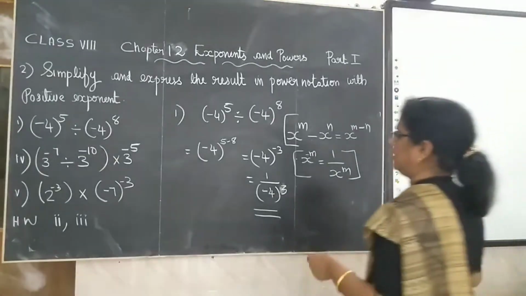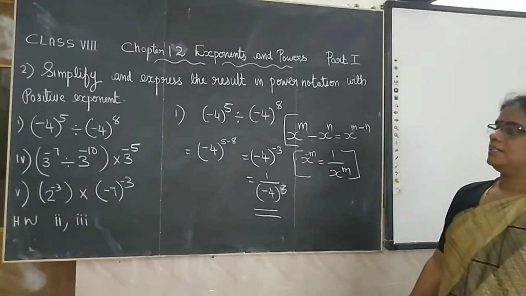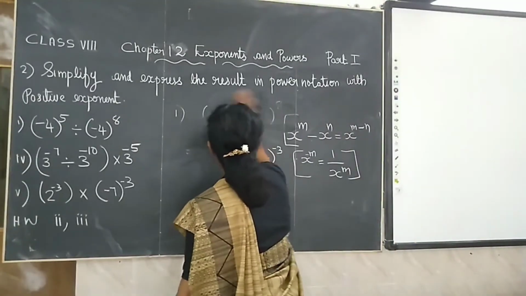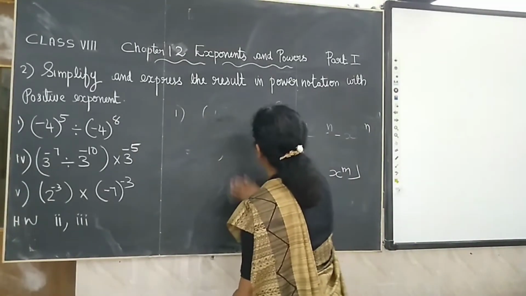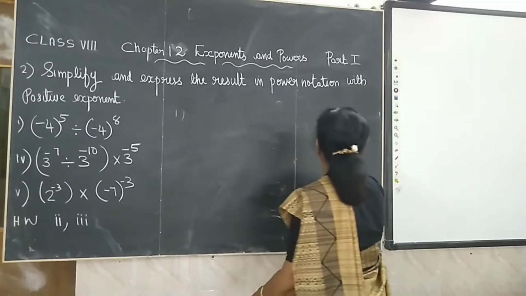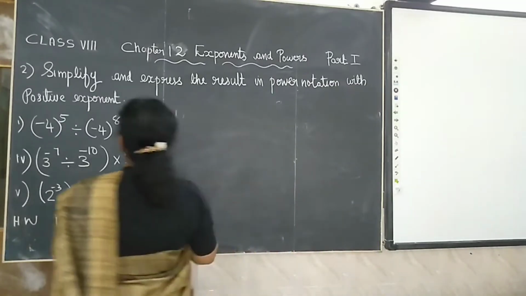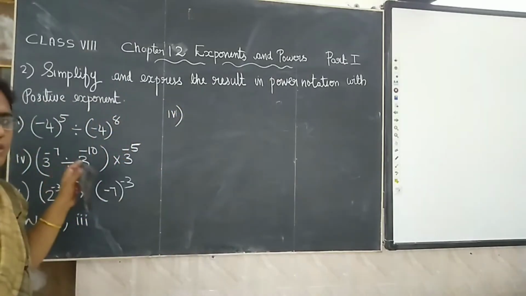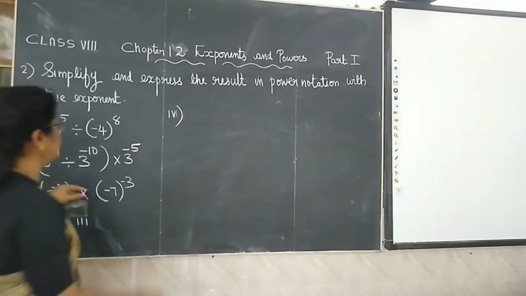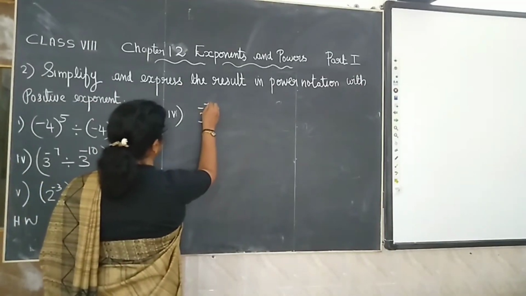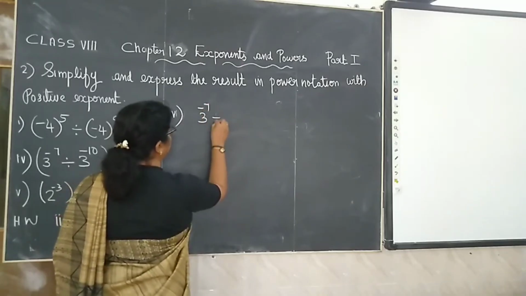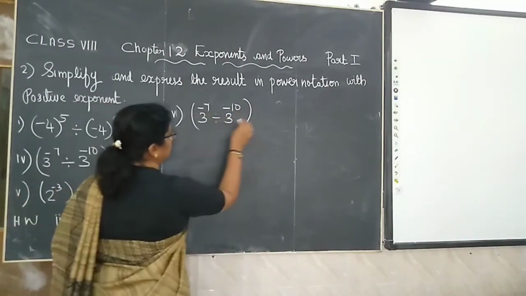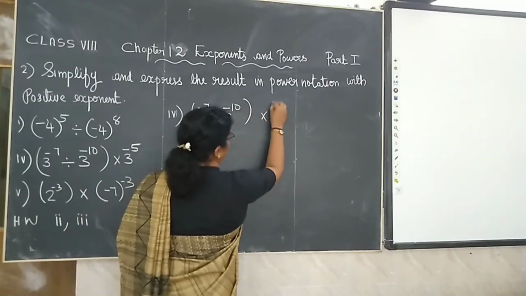Now we will discuss the next one, that is 3 raised to minus 7 divided by 3 raised to minus 10 multiplied by 3 raised to minus 5. That is the fourth question in your book. Second and third you do as homework. The fourth one we are discussing now, that is 3 raised to minus 7 divided by 3 raised to minus 10 multiplied by 3 raised to minus 5.